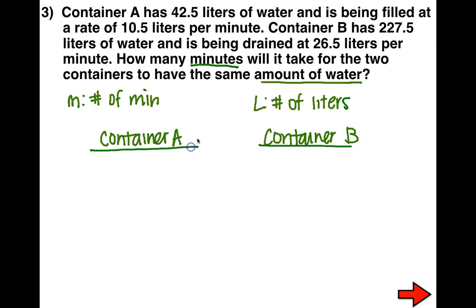Okay. Well, in container A, there is 42.5 liters of water. So I'm going to write that down, 42.5 liters of water, and it's being filled. So if it's being filled, definitely we're going to be adding at a rate of 10.5 liters per minute. So if it's per minute, I'm going to go ahead and put 10.5 m.